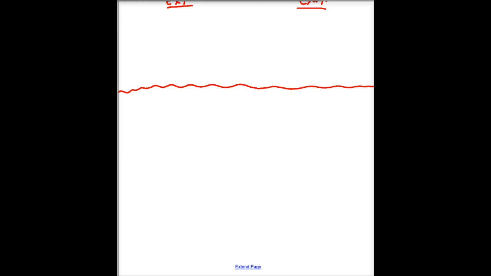Once we were done with 2.5, in 2.6, we used what was called the zero product property. Doesn't really matter that you know its name.